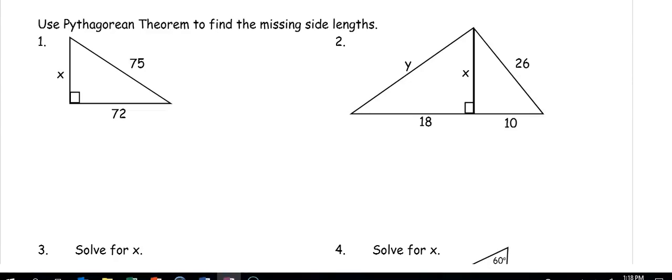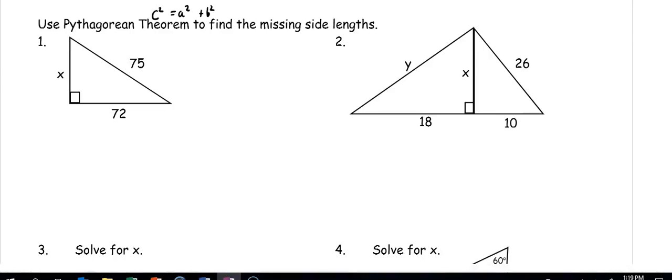This video is about day 2 of Pythagorean theorem and its converse. So remember that Pythagorean theorem is c squared equals a squared plus b squared. Remember that c squared has to be your hypotenuse, so it may or may not be the variable depending on the problem. So in number 1, we want to solve for x.